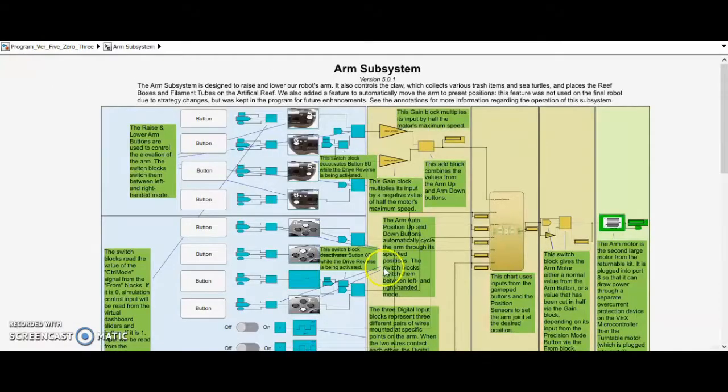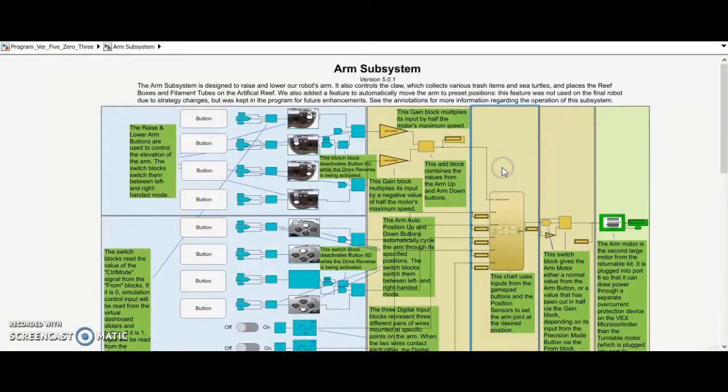Finally, we have the arm subsystem, which moves our robot's arm up and down as well as controlling the wrist joint and the claw. Two gamepad buttons control the arm motor, moving it at half speed for maximum torque. This switch block reduces the speed by half again if the precision mode is activated.